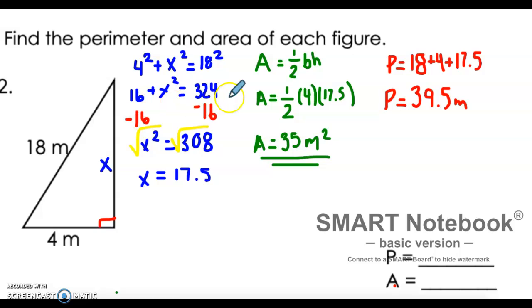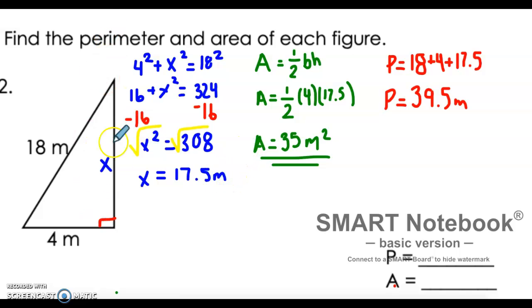We want to solve for x, so we're going to subtract 16 from both sides. We get that x squared is equal to 308. The inverse of squaring a number is taking the square root. So we're going to take the square root, and we get that x is equal to 17.5 meters.